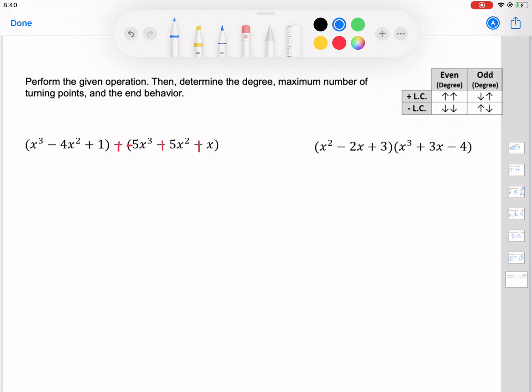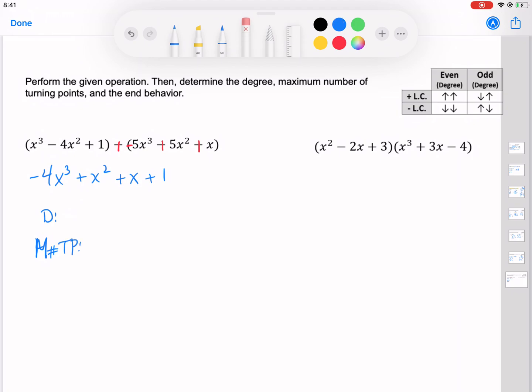So x cubed plus negative 5x cubed is negative 4x cubed. Negative 4x squared plus 5x squared is positive x squared. And then we have a positive x and a plus 1. And once again, degree is negative 4, not leading coefficient, maximum number of turning points.